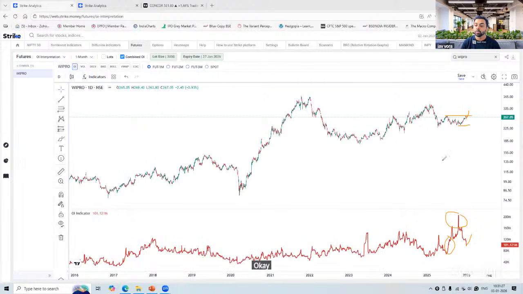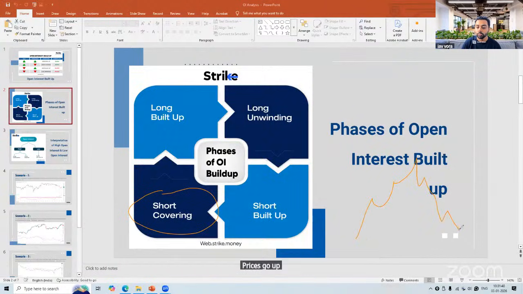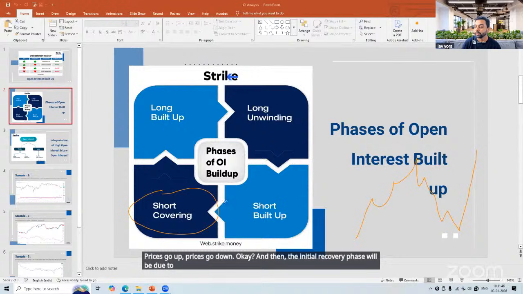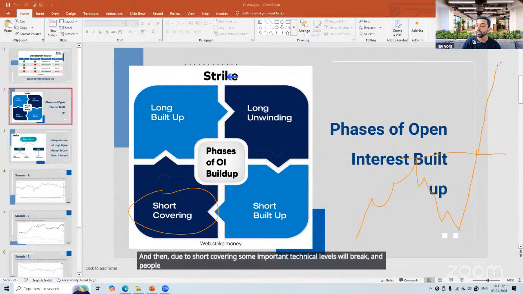Okay, so that's where, like I told you, these are all cycles, right? You need to catch it over here. Then what will happen is that prices go up, prices go down. Okay. And then the initial recovery phase will be due to short covering. And then due to short covering, some important technical levels will break and people will start going long. And that's where this becomes very rewarding.